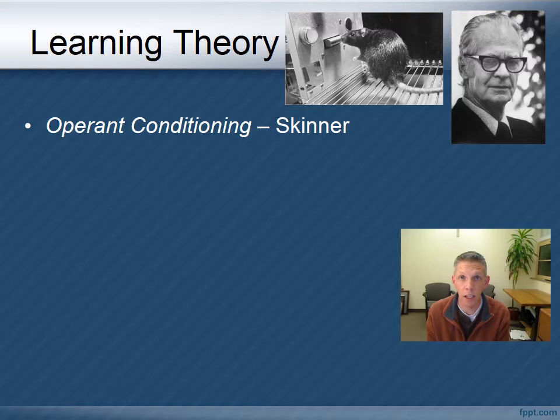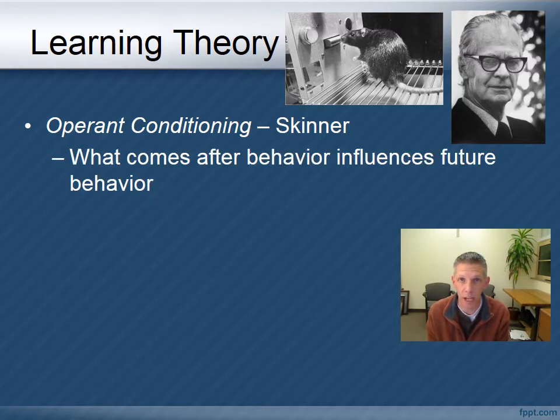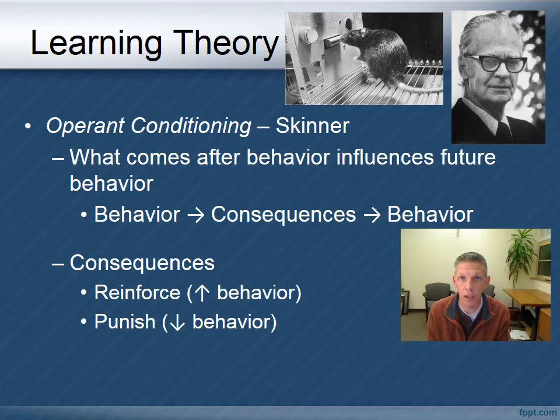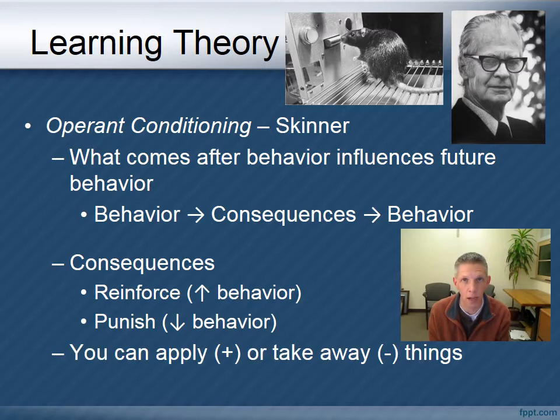And the main idea in operant conditioning is that what comes after a behavior will influence whether that behavior gets repeated or not. So you can see there that there's a behavior, and that behavior then has consequences, and those consequences influence whether the behavior happens again. So some things about consequences. Anything that increases a behavior will be called a reinforcement, and things that decrease behavior are called punishments. Now you can either apply something or take something away as you try to change a behavior. If you apply something, it's considered a positive or an additive punishment or reinforcement.